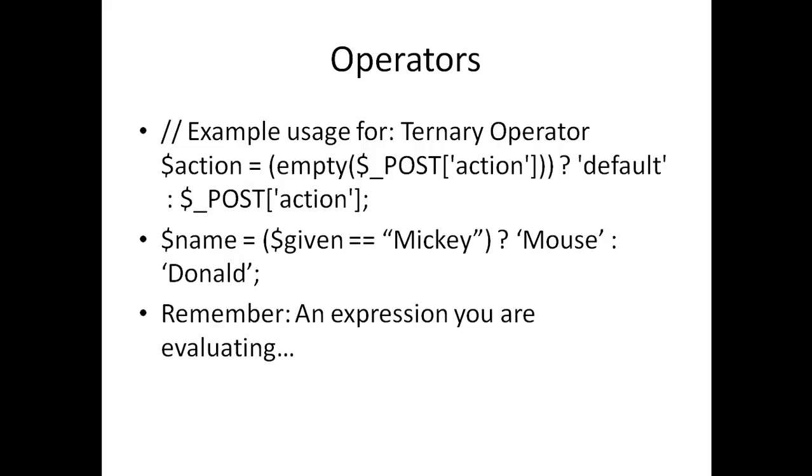This is basically saying, okay, the action equals, if, this is the way you read it, if post action, so if the action element of post, meaning what got posted in the form in this particular case, is empty, is another function, then set action equal to default, else action equals post action. So if it's not empty, set it there. I would have just done an if else, if then else. Name equals, okay, do the middle first.